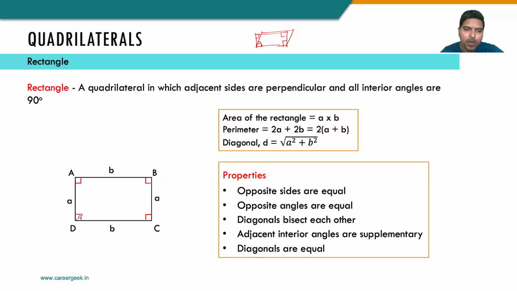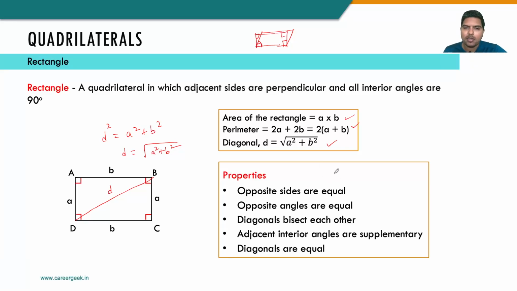Now if we want to find the diagonal length, we can see two right angle triangles with two legs A and B. So apply the Pythagoras theorem. D is the hypotenuse. D square is equal to A square plus B square, or D is square root of A square plus B square.